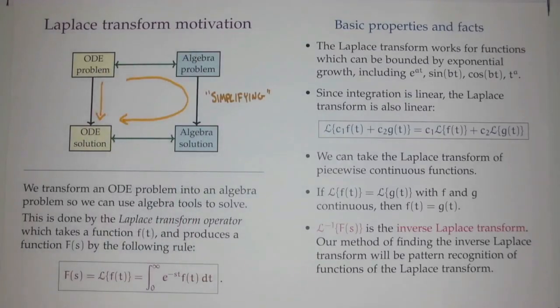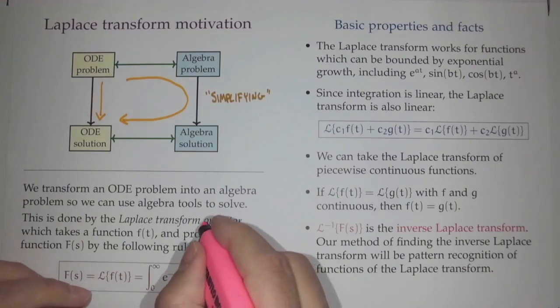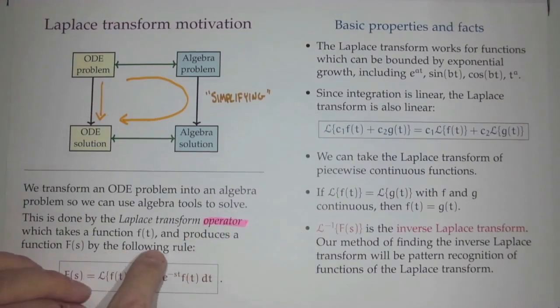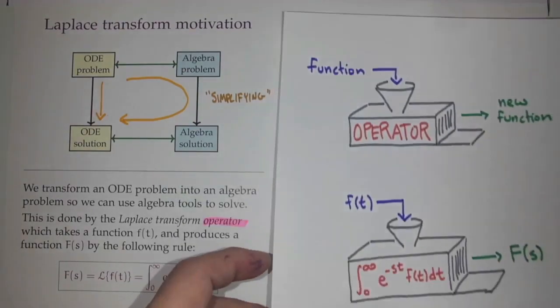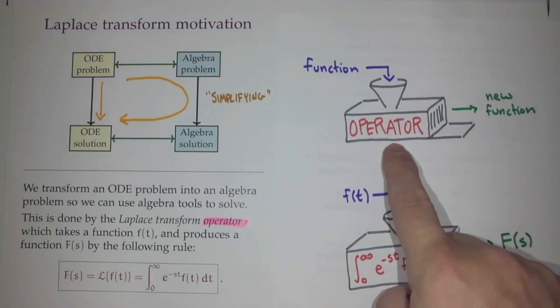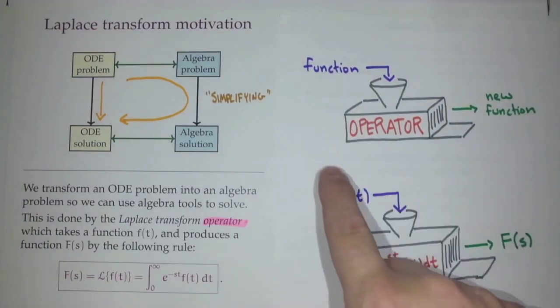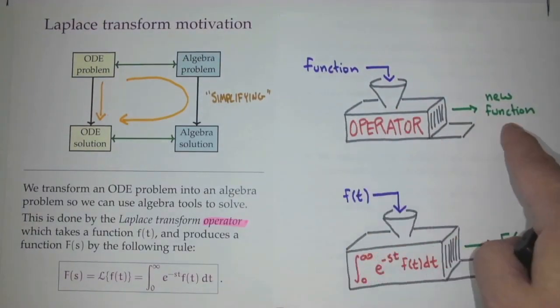And this is where the idea of what's called the Laplace transform comes in. All right, so what is this? Well, the Laplace transform, and there's this key word here, operator, is going to take a function and produce a new function. When you hear the word operator, that has a particular meaning. I like to think of the picture where an operator says, take a function, do something to it, and produce a new function.